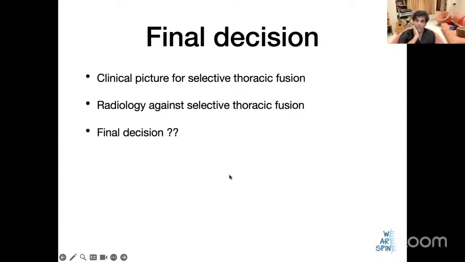This is a younger child also. It's a younger patient.